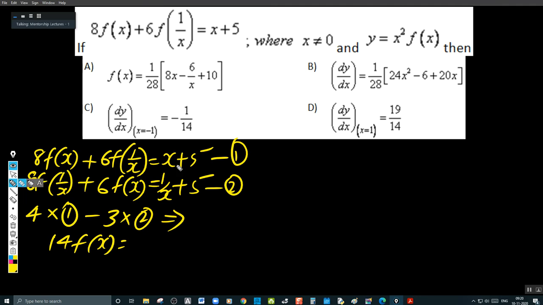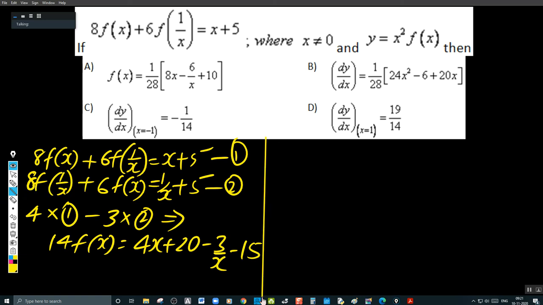These two anyway get cancelled. And it is 4x plus 20 and minus 3 by x minus 15. You got the function now. I think everyone can do this, but it is only time taking. Yes, sir.